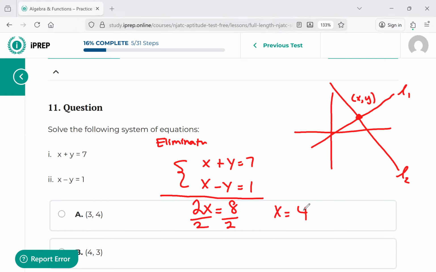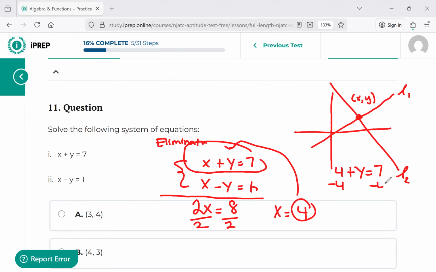Then, because we want a coordinate, what we have to do is find y. You can plug 4 back into either this one or this one. It doesn't really matter. If I put it in the first one, it would be 4 plus y equals 7. Subtract 4: 7 minus 4 is 3. So my solution is 4 comma 3. Okay, so that would be D.